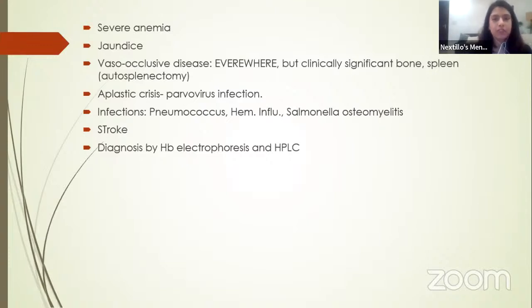Again, an aplastic crisis can be seen in these patients because of a parvovirus infection. And sickle cell patients are susceptible to a few infections, like pneumococcal infection, Haemophilus influenzae infection, and Salmonella osteomyelitis. So a very important question again: osteomyelitis seen in patients with sickle cell anemia is most commonly seen with the Salmonella strain.